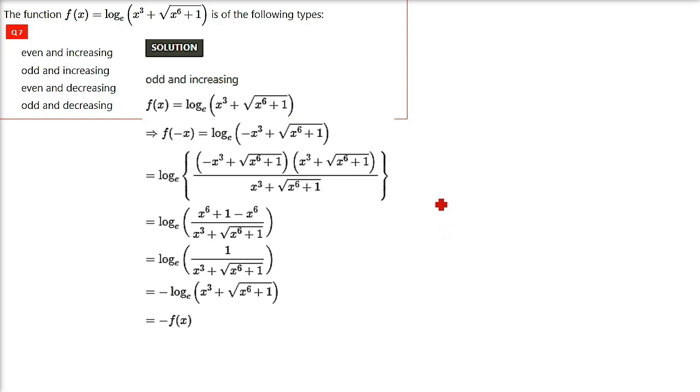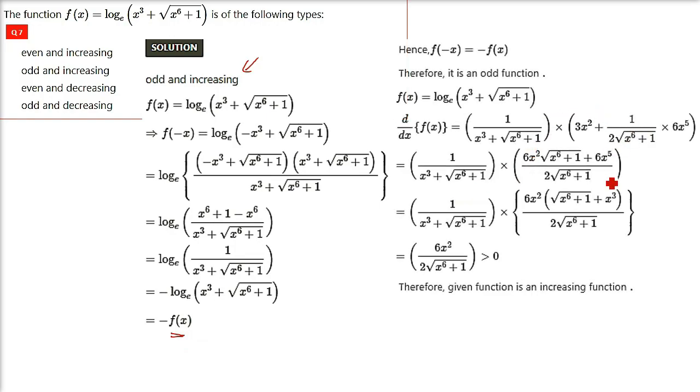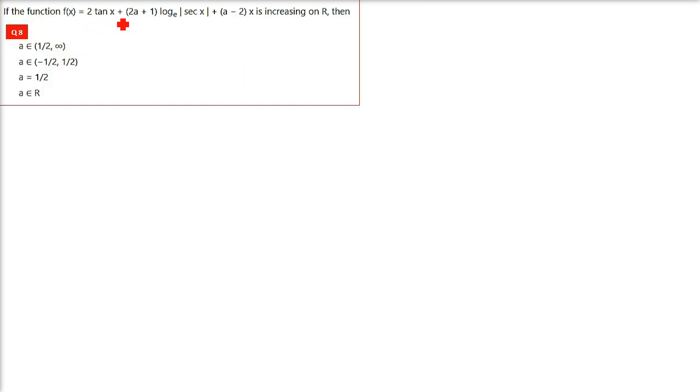So what do we see? We have done it in two parts. First we explained how this function is an odd function, and then we explained why it is increasing, greater than 0. Now this question, f(x) equals 2 tan x plus (2a plus 1) log sec x plus (a minus 2) into x is increasing on R. See, first thing, whatever is inside the log is going to be positive only. But we will take the negative part also in order to complete this solution.